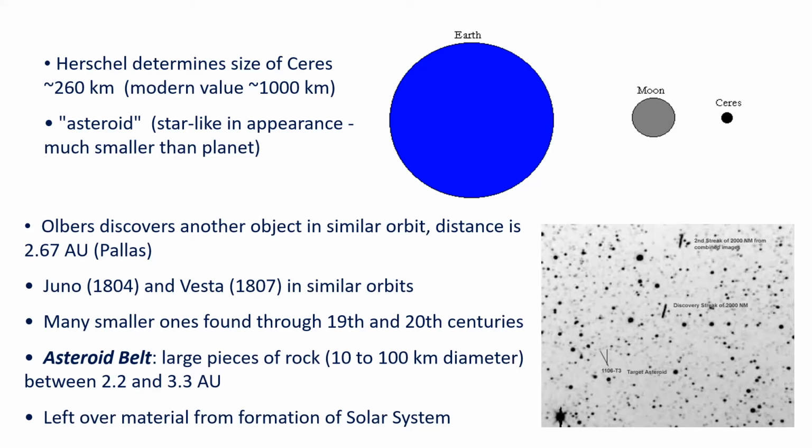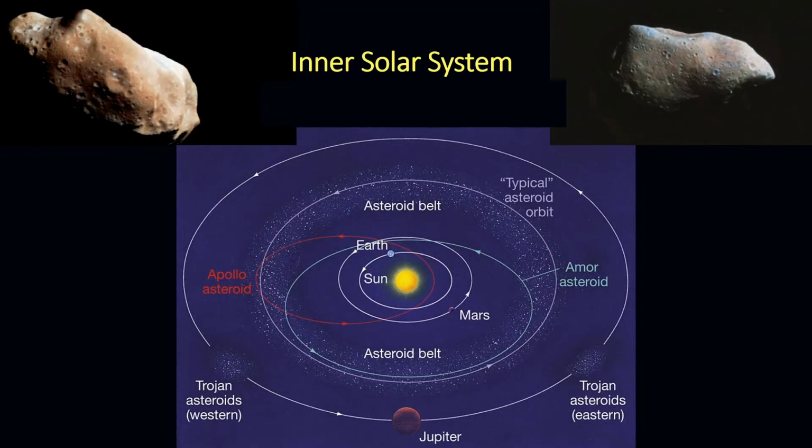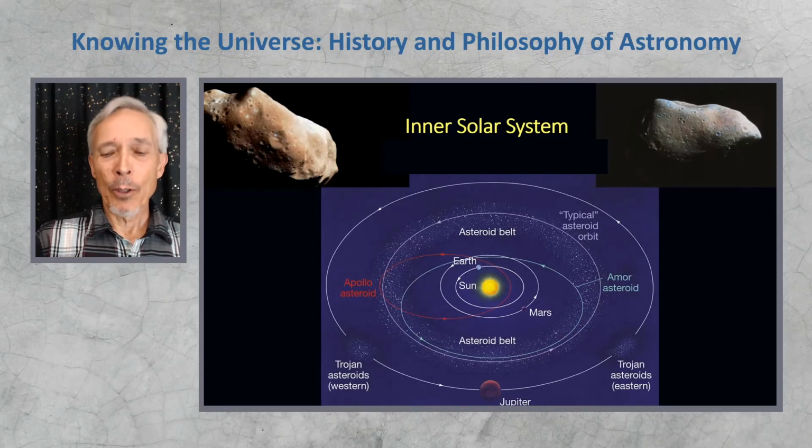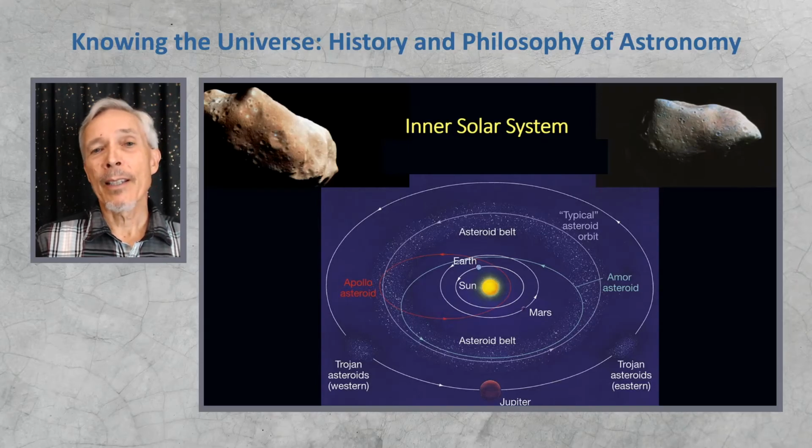This is now known to be leftover material from the formation of the solar system. And here is our map of the inner solar system with the addition of the asteroid belt, the objects that were discovered during this period of time, an exciting time in astronomy.